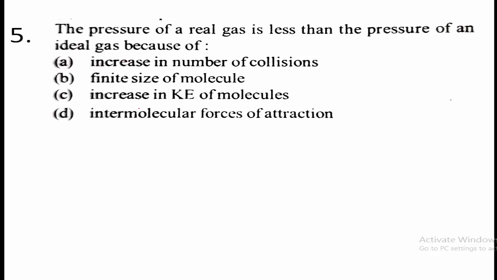But if that intermolecular force is absent, then the molecules are free and they will exert more pressure on the walls of the container. And in real gas, due to the presence of intermolecular forces, pressure is less. And in case of ideal gas, the absence of intermolecular force will lead to the increase in the pressure of that gas. And hence, pressure of real gas is less than pressure of an ideal gas. Why? Because of intermolecular force of attraction. In a real gas there is intermolecular force, in an ideal gas intermolecular force is absent.